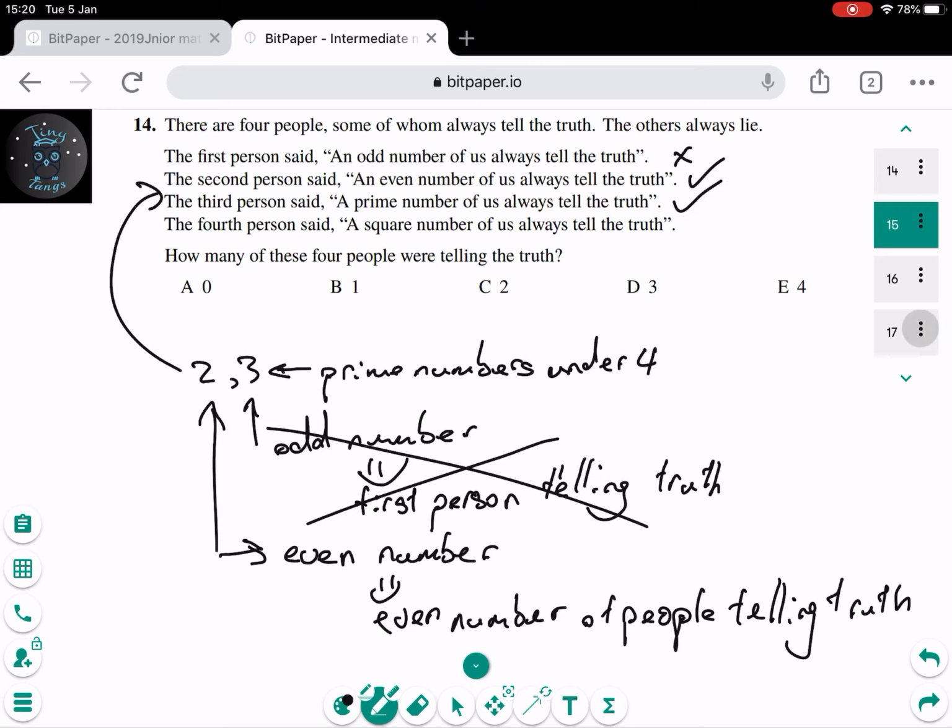But the fourth person, a square number of us, always tells the truth. That wouldn't be true because 2 or 3 isn't a square number, so that wouldn't be true. So the answer would be 2, which is C. So the answer is C. Yeah, 2.